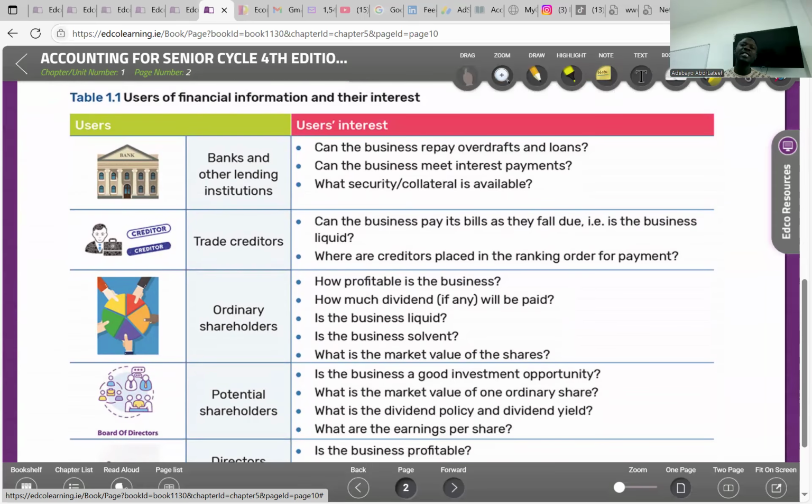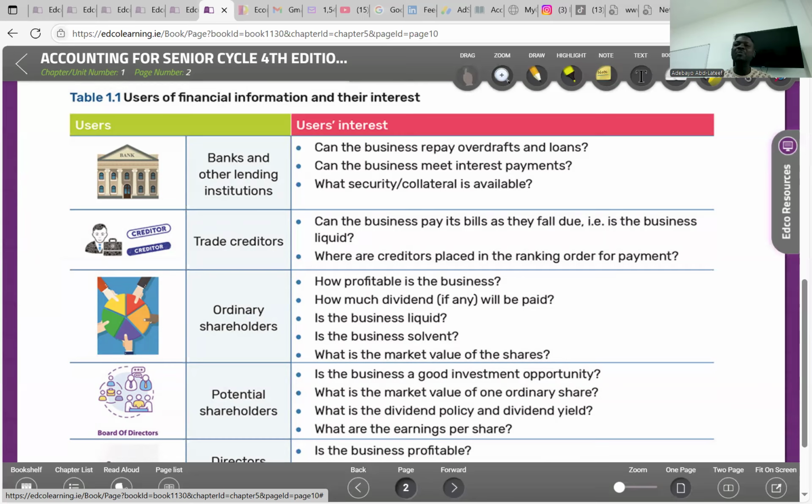Banks and other lending institutions. What are their interests? One, can the business repay overdraft and loans? So one of their interests is to understand if, when giving out a loan to a business, the business has the capability to pay back the loan. So the creditworthiness of a business is one of their priorities, and that's why they have interest in the business.